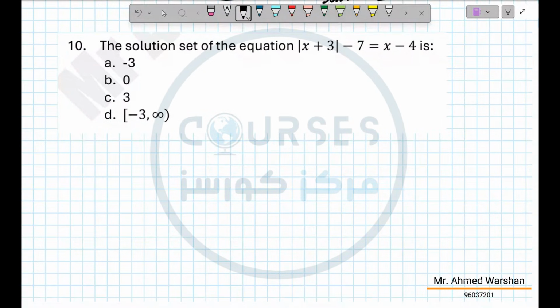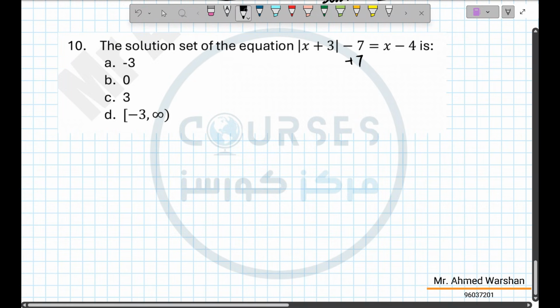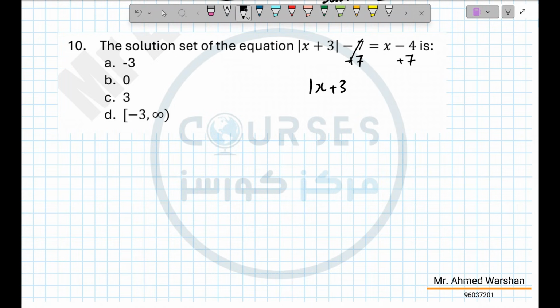The solution set of an absolute value inequation is, first of all, like always, you need to make the absolute value alone. So plus 7, plus 7. So absolute value of x plus 3 equals x plus 3. As we always know, if the two sides of the absolute value are similar, we solve by the definition.